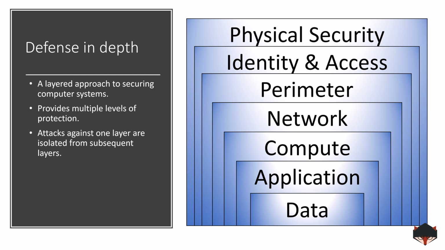The physical security layer is the first line of defense to protect computing hardware in the data center. The identity and access layer controls access to the infrastructure and change control. The perimeter layer uses distributed denial of service, DDoS, protection to filter out large-scale attacks before they can cause denial of service for users. The network layer limits communication between resources through segmentation and access controls.